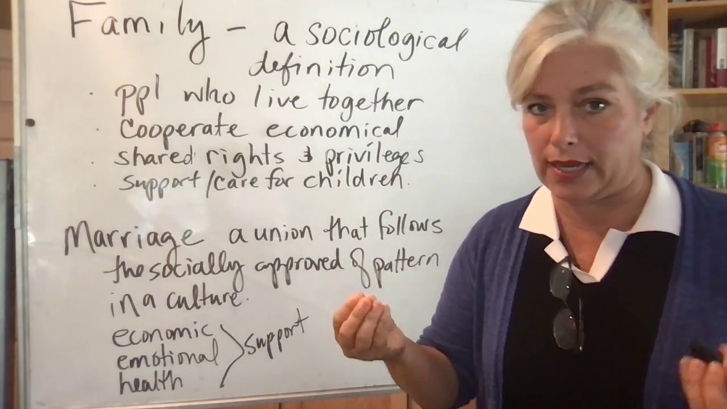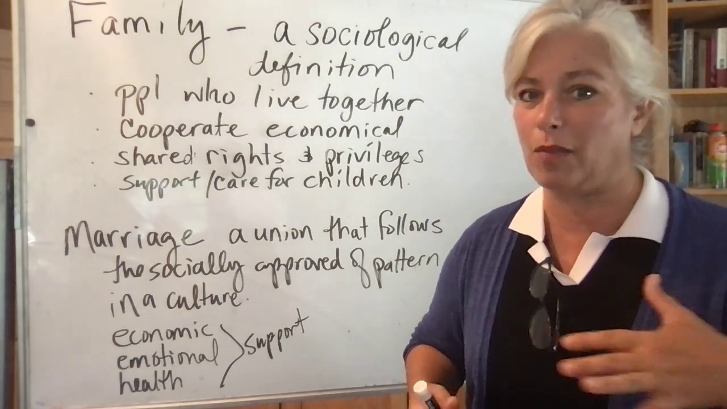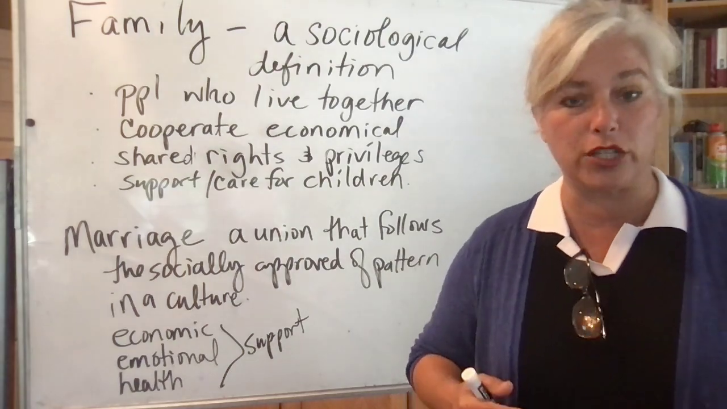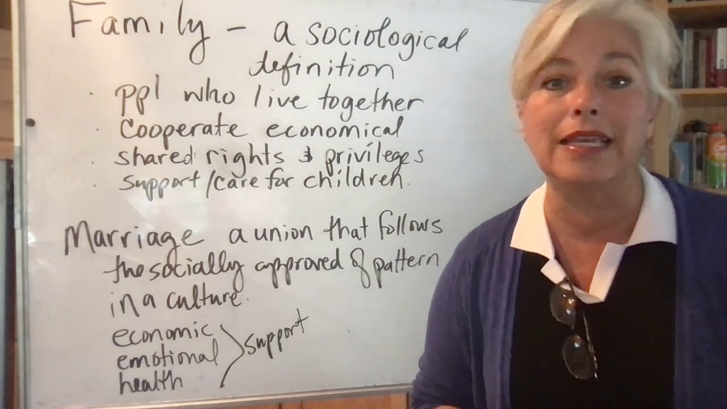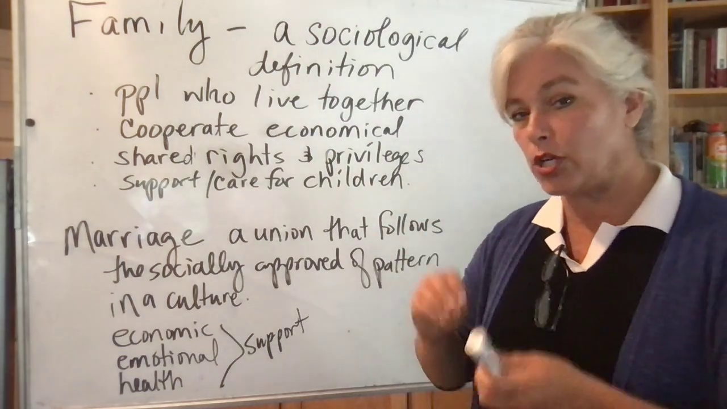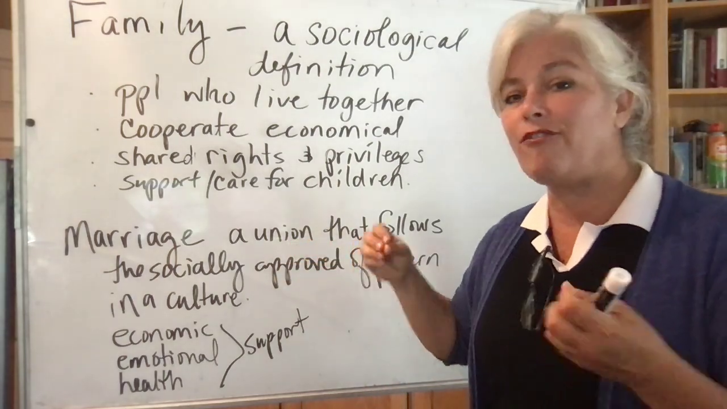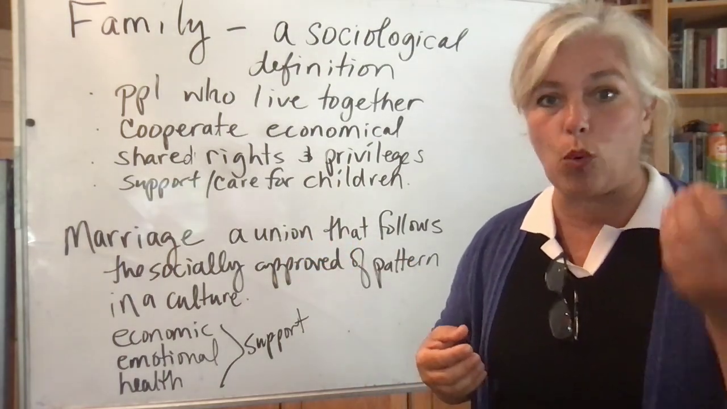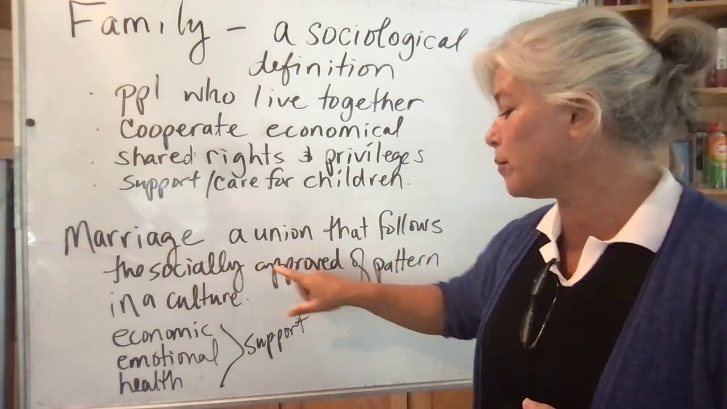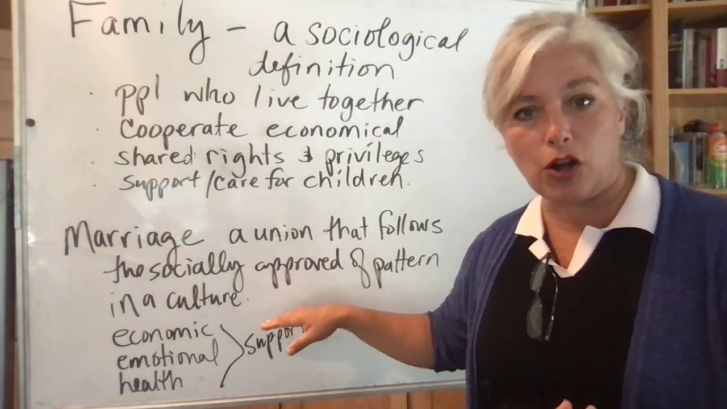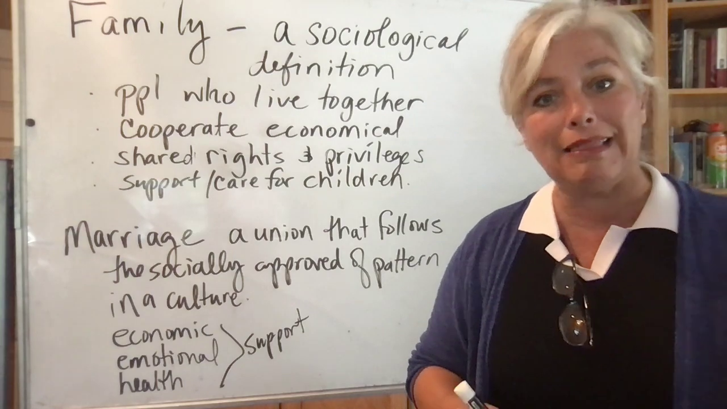But traditionally, and when I say traditionally, I don't mean from any kind of religious tradition. I mean traditionally from the economic structure, the historic structure in the USA, the legal structure in the USA. Because in general, the very basic definition of marriage is a union that follows the social expectation for what a marriage is in that society. A union that follows the socially approved pattern in a culture that makes up a marriage. In the USA, our pattern is a legal pattern.